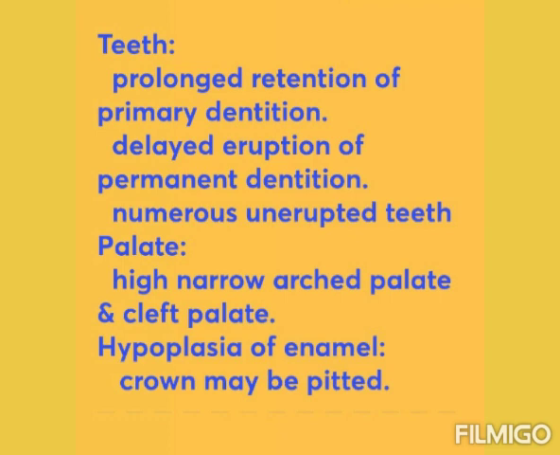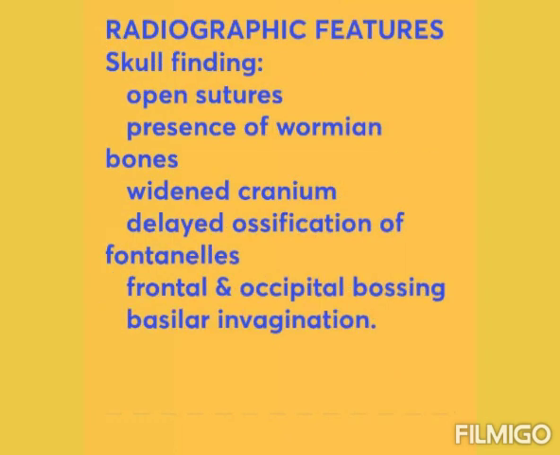In teeth, there is prolonged retention of primary dentition and delayed eruption of permanent dentition, and numerous unerupted teeth are present inside the bone. In the palate, there is a high narrow arched palate, and cleft palate may be seen. Hypoplasia of the enamel may occur, and as a result the crown may be pitted.